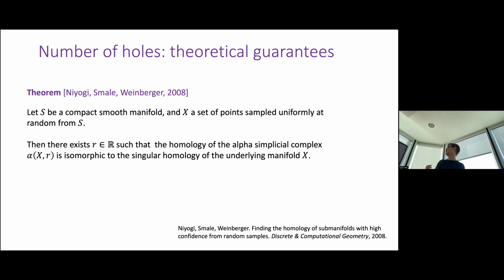For example, there is this very well-known result by Niyogi, Smale, and Weinberger, that if you have points sampled uniformly at random from a compact smooth manifold, then we would have one distance parameter value, so that in this filtration we saw before, there would be one density value so that this thickened space has the same homology, number of holes and components, as the original space. Well, this is a good theoretical guarantee to have, right?